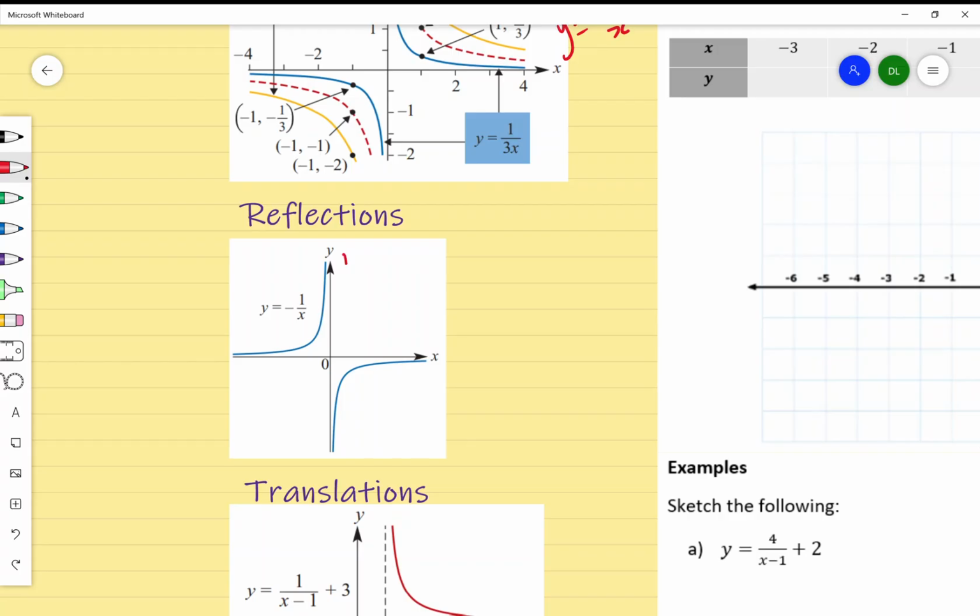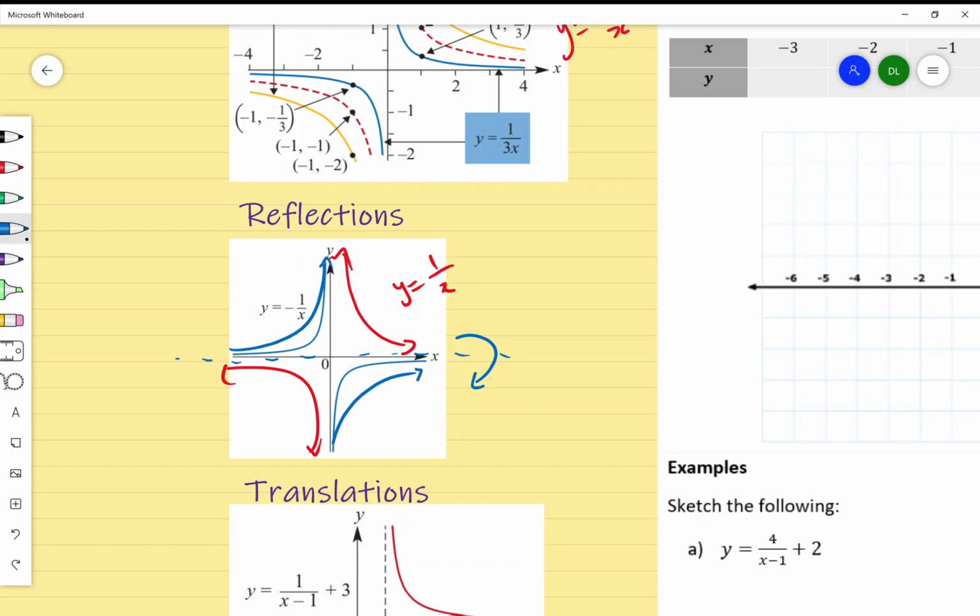Reflections are quite straightforward. Instead of my function being y equals 1 over x, if I put a negative in the front, my whole function flips, and I end up with it flipping along this line here. It flips this way, or you could technically say flipping this way as well, but let's keep it to one side. So we flip it that way, and we end up with our function going this way and this way. Most importantly, our asymptotes don't change in this circumstance in particular.